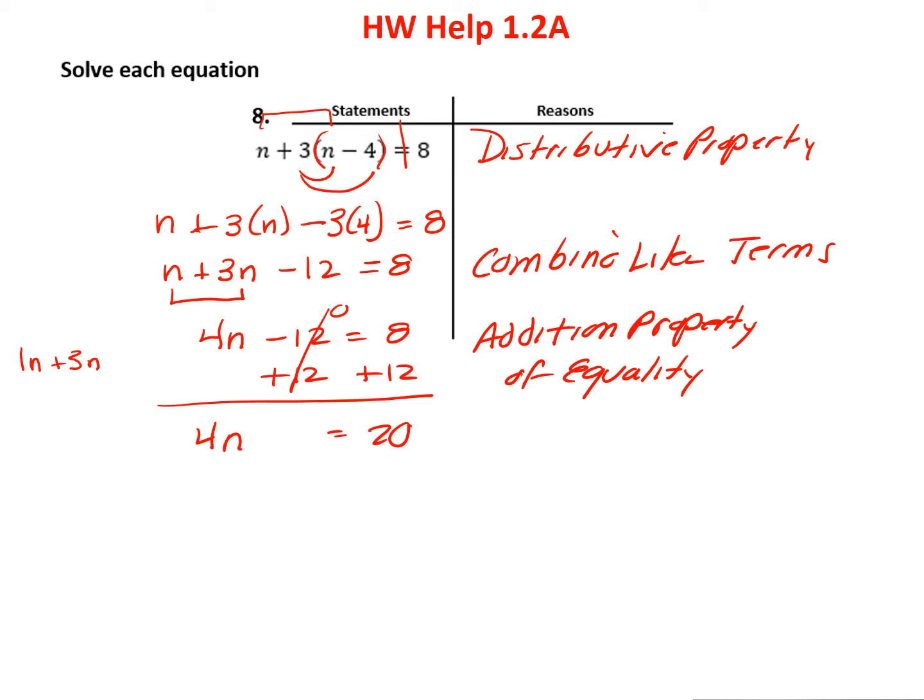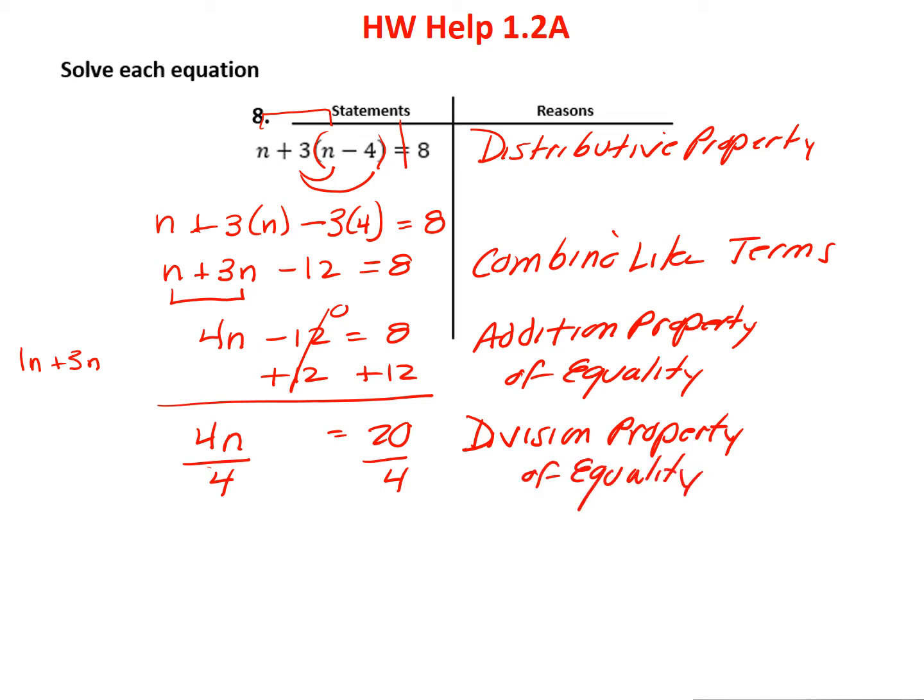Now we're going to undo the operation 4 times n. The opposite of n being multiplied by 4 is n being divided by 4. And again, we do it to both sides, and this is the division property of equality. 4 divided by 4 is 1. Notice we're not getting 0n, we're getting 1n. And 20 divided by 4 is 5. And so our answer is n equals 5.